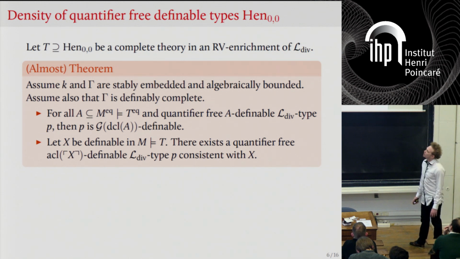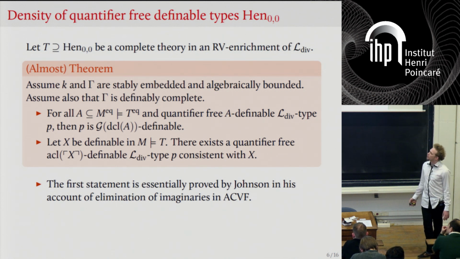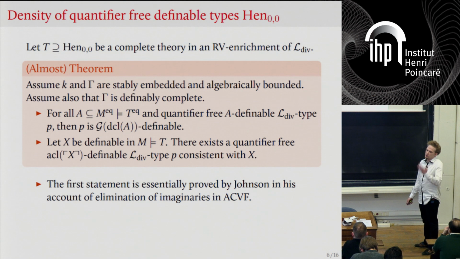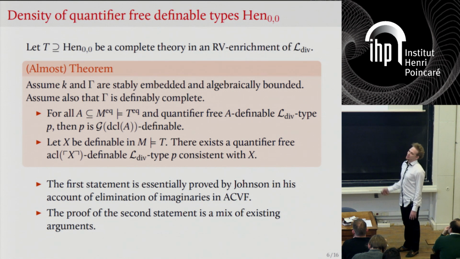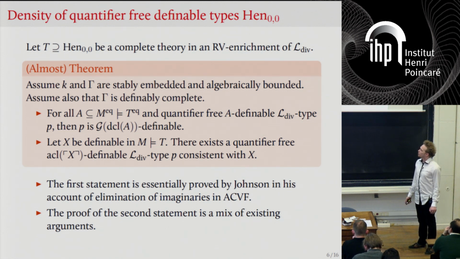So let me quickly give ideas of how to prove these things, although, as I told you, not everything is written up. If you look at the first statement, it's essentially proved by Johnson in his account on elimination of imaginaries in ACVF. He only states it for algebraically closed fields, but you can look here, he really only ever uses that it's Henselian. And secondly, well, this is the more problematic part. This should be provable using a mix of existing arguments in various settings. So arguments that appear in my paper on an existentially closed valued field with a derivation, and then a later paper by me and Samara Montenegro on pseudo-periodically closed fields.